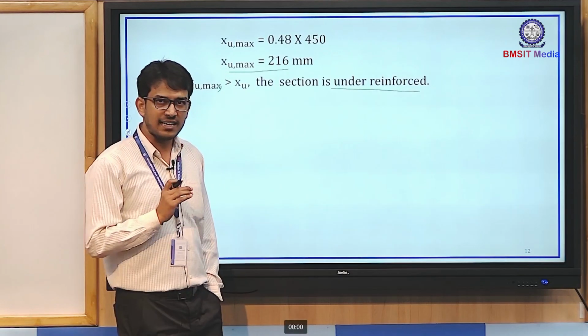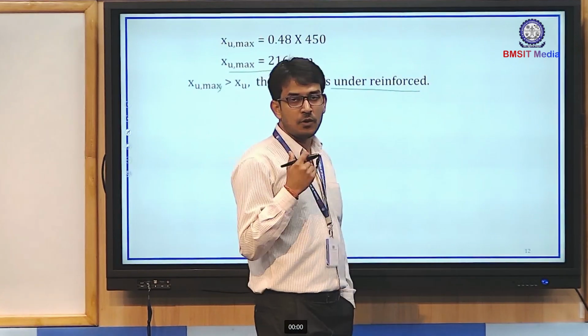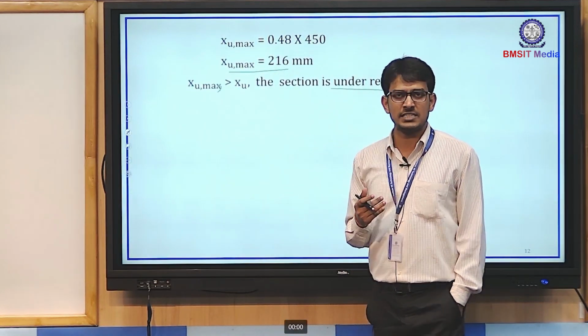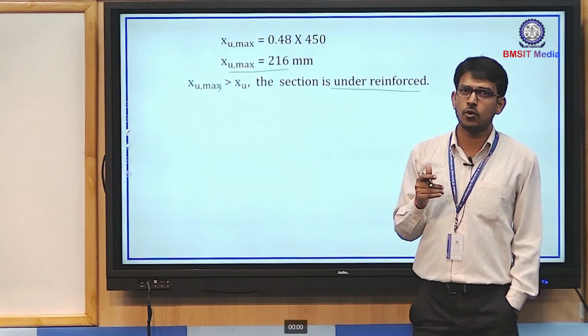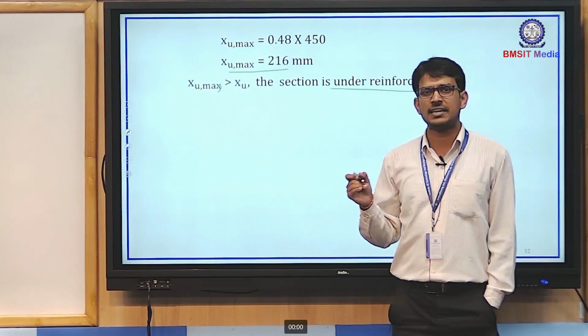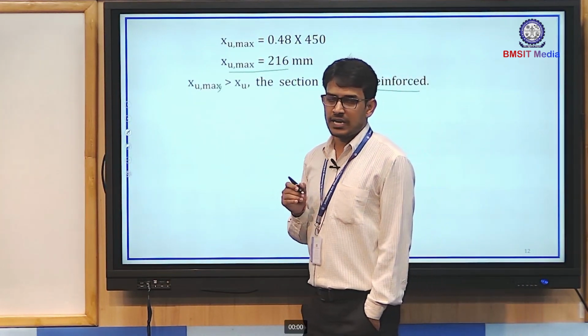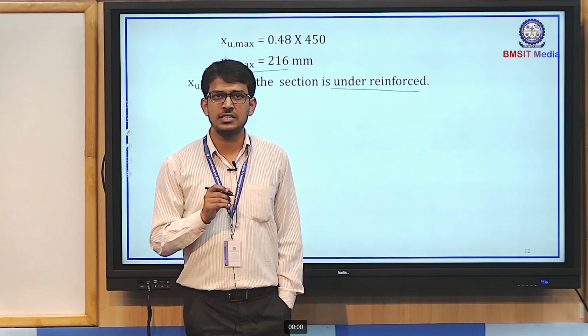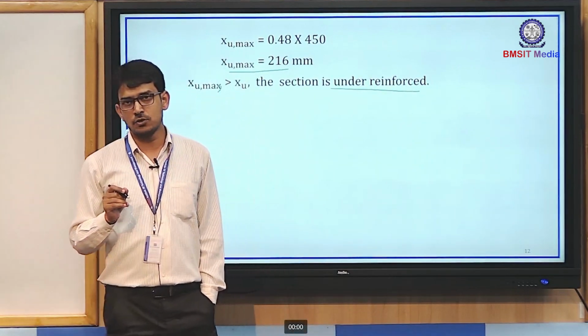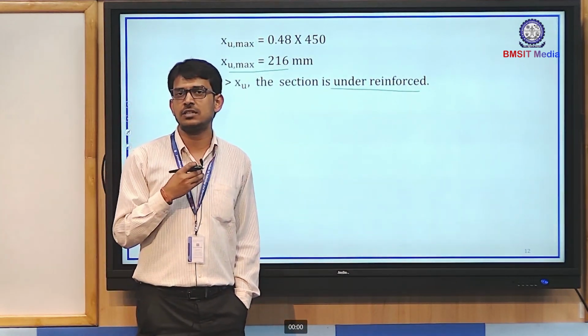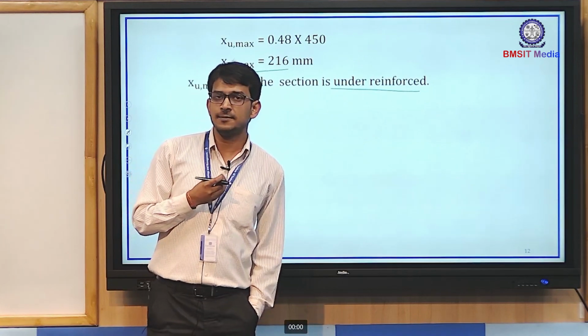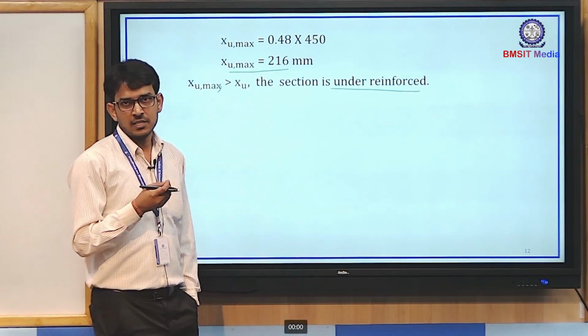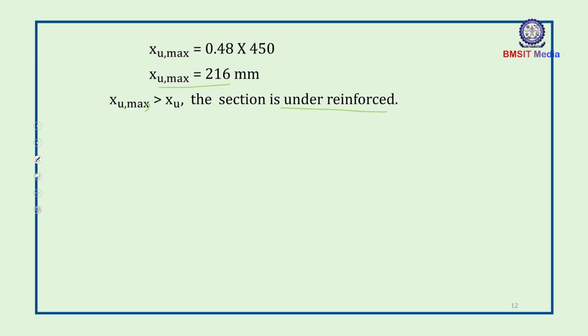In this question they have asked only up to this. If they ask beyond this, they can ask moment of resistance. So for an under reinforced section, we know the moment of resistance formula, Mu equals 0.87 fy Ast d times one minus fy Ast over fck b d. So that formula we will use, and by using that formula we can calculate the moment of resistance. So this is how we have to use it. This is the end of this one.